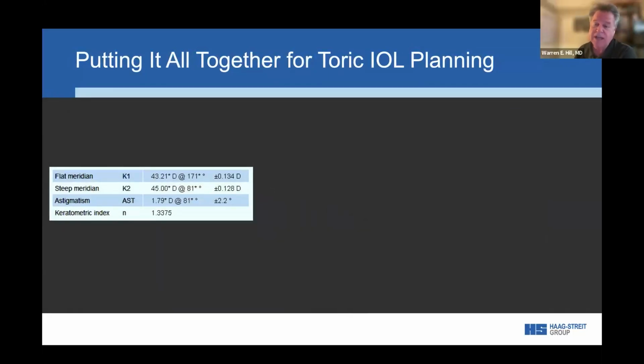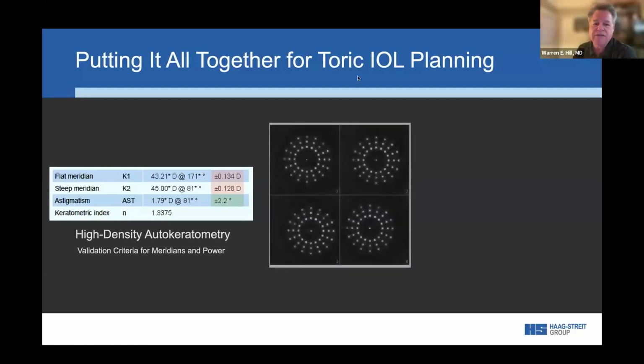These are very robust Ks. These are Ks that we all have grown to love with the Lenstar, with the 32 measurement points. It's high density, and these are unique in all of ophthalmology. They're still the best Ks in the business. And we have validation criteria for the meridians and for the power. For the meridians, it's 3.5 degrees or less, and for the power, it's a quarter diopter or less.